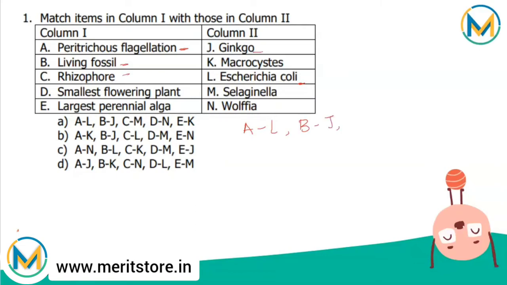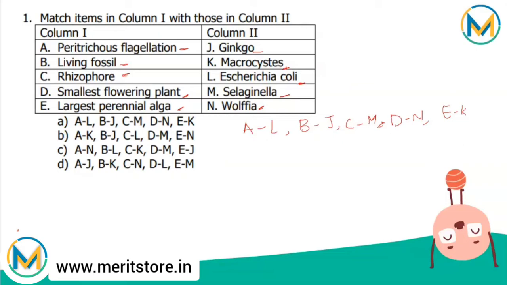Then C, that is rhizophore, it pairs with Selaginella, that is C with M. Then D, that is smallest flowering plant, it pairs with Wolffia, that is D with N. And then the largest perennial gland, it pairs with macrocytes, so it's E with K.